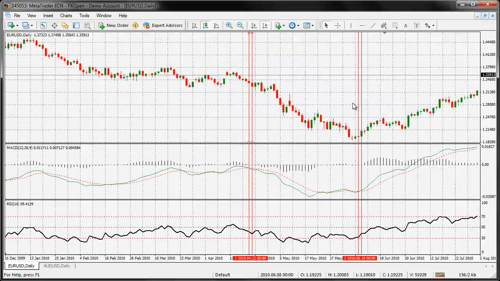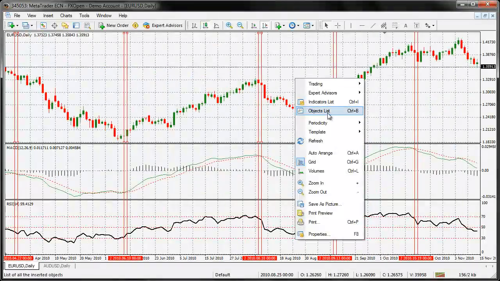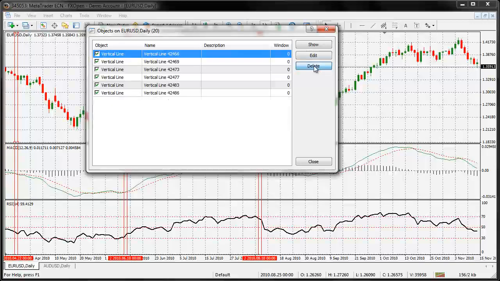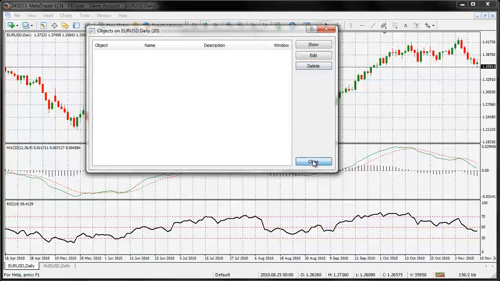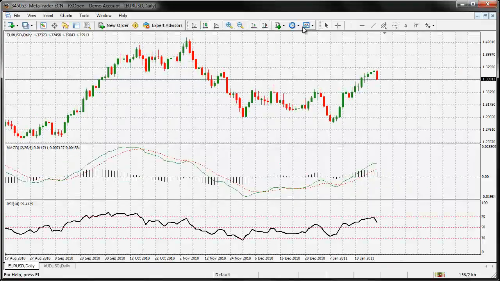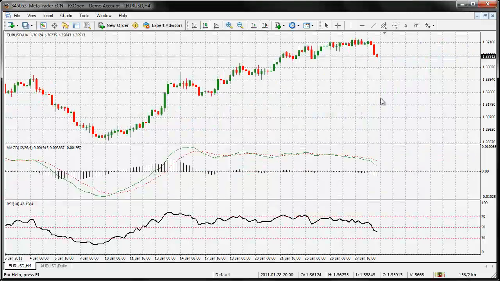But let's go back and use the smaller time frames and see if they work as well. I've got an easier way to do this actually. Go to the object list, highlight that, and just keep on pressing delete. There we go. So let's try a smaller time frame. Let's go to a 4-hour time frame and apply these same rules in there again.